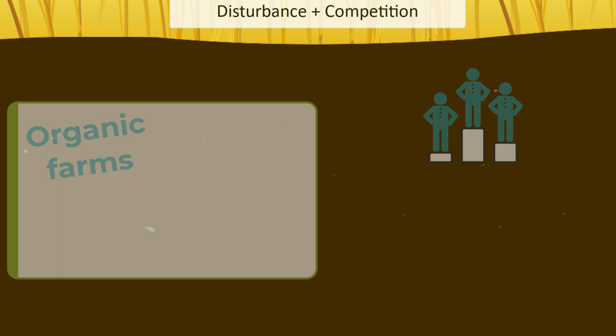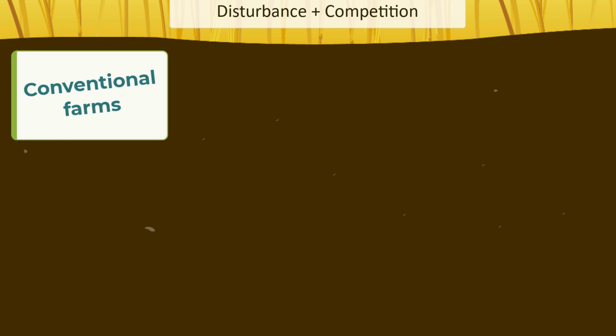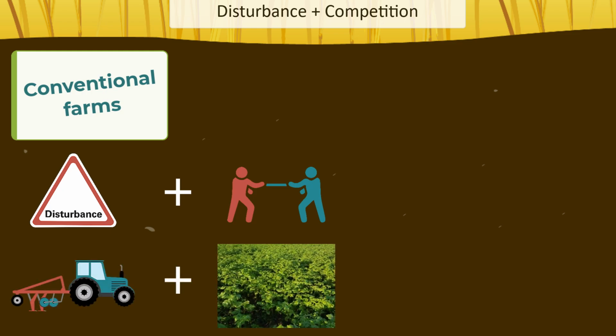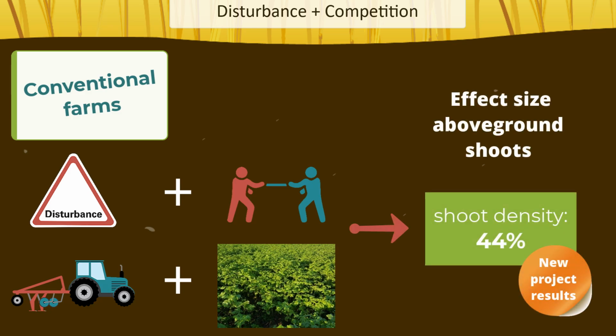A synergistic effect on creeping thistles can potentially be achieved via the combination of both root disturbance and competition from the subsidiary crop.